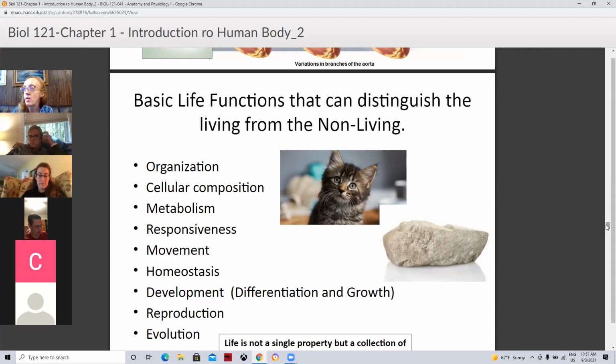Let's see, when did we get out? We get out at 11:10. We'll touch on it maybe a little bit today, and we'll really go into it next time.